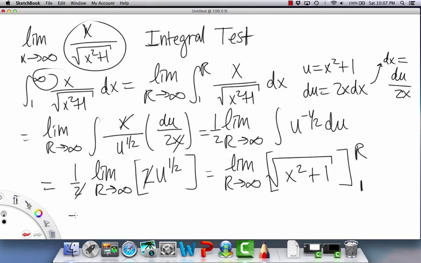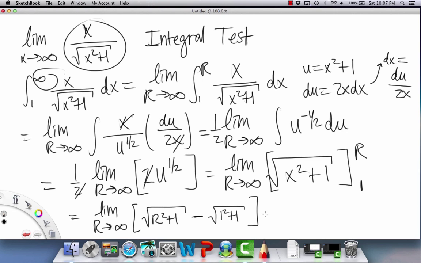So now we're just going to plug it in, plug in the r, I mean. So then we get square root of r squared plus 1 minus square root of 1 squared plus 1. Sorry, that's a 1. That looked weird. I'm just going to fix that here. So this is a 1 squared plus 1. Okay? And what we actually get is, when we plug in infinity, is infinity. So that means that this diverges.